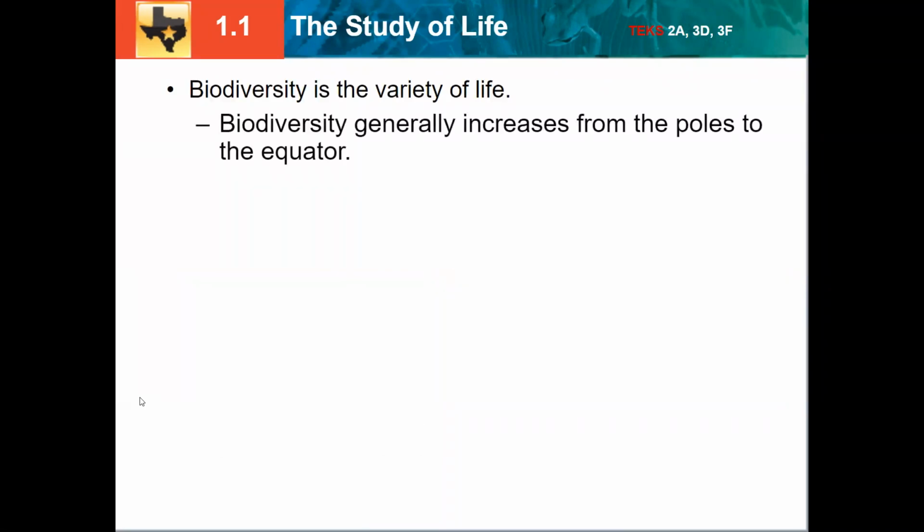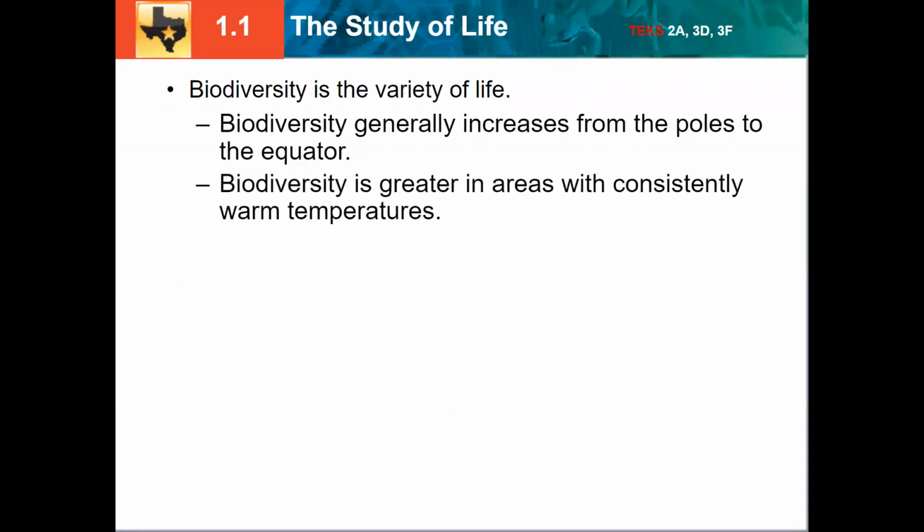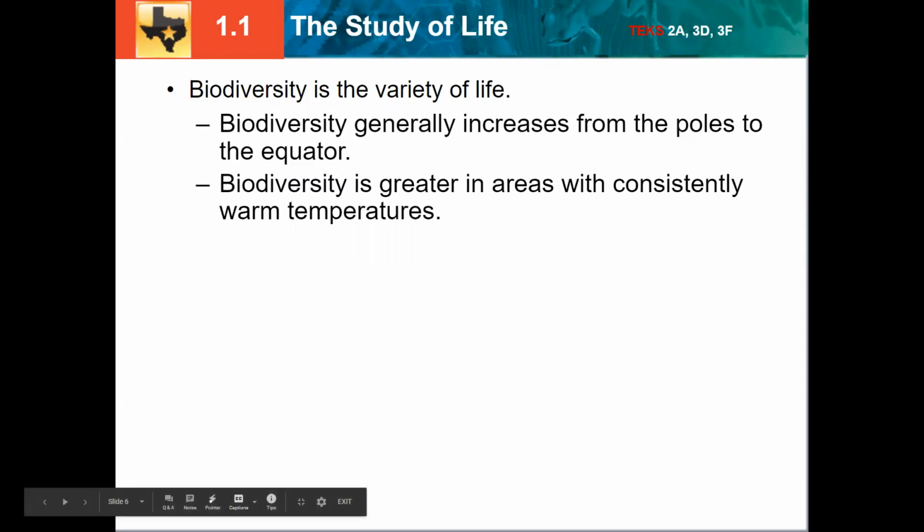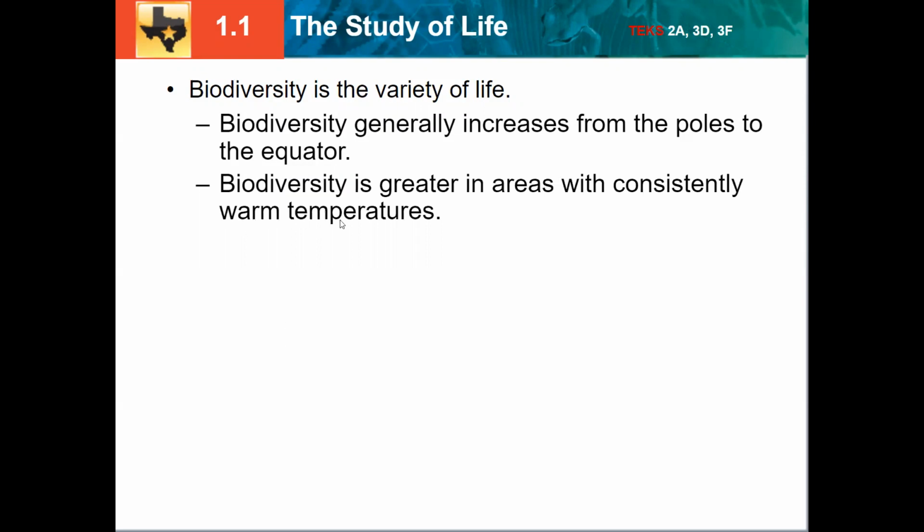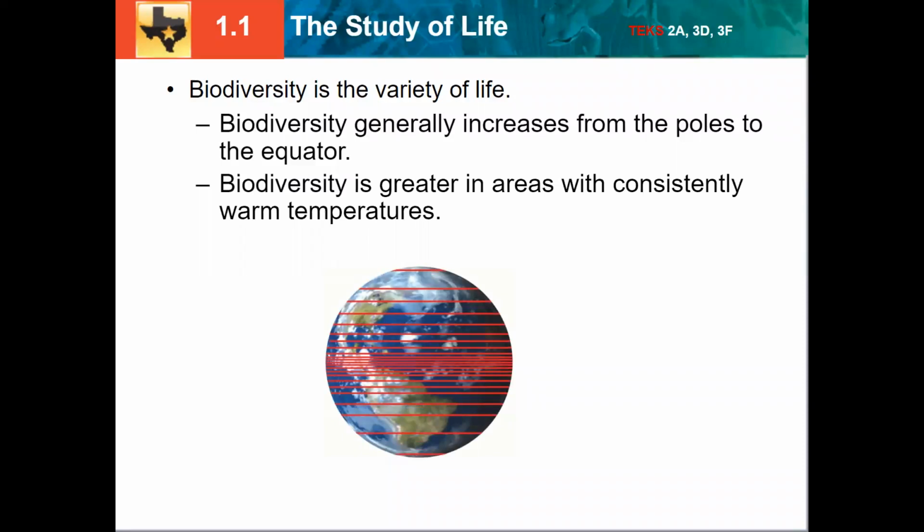So we said biodiversity is the variety of life, and biodiversity generally increases as I go from the poles down to the equator. In other words, the closer we get to the equator, because it has warm temperatures all year around, the more diverse the organisms are going to be. So I have a lot of diversity close to the equator. And if I get to the real cold North Pole or South Pole, then my diversity is going to decrease some. There are not going to be as many different types of organisms. They're going to be more specialized. So diversity is greatest closer to the equator.